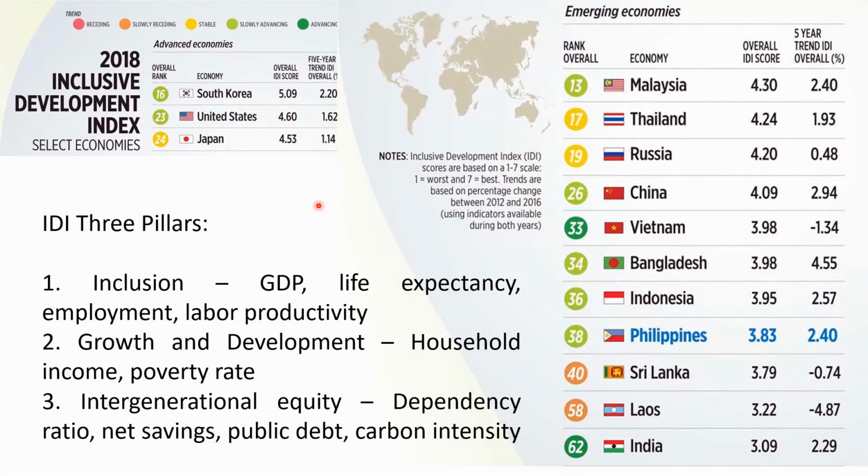So for 2018, Inclusive Development Index, the scores are based on a 1 to 7 scale, 1 being the worst and 7 the best. What is the IDI score of the Philippines? We are currently at number 38. There's also a color schematic available in order to further understand the status of the country. Red code, a red color, that means the country is actually receding. So that's really bad. Green is advancing, just like Vietnam.